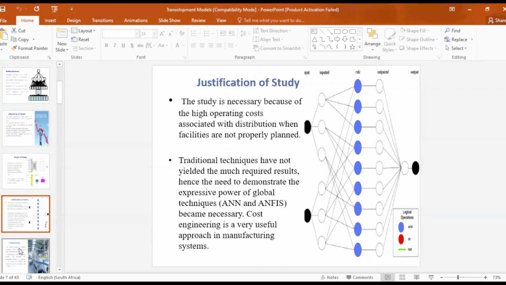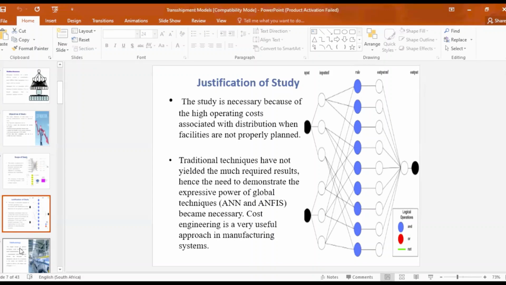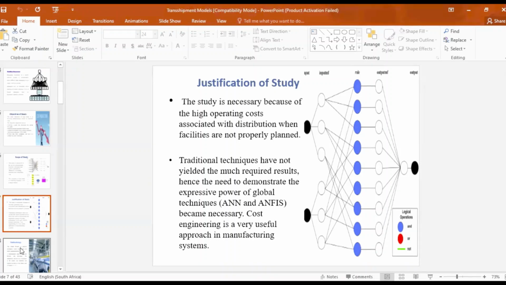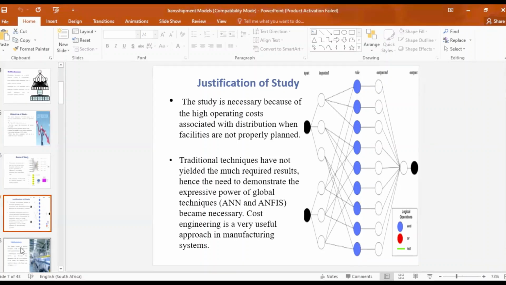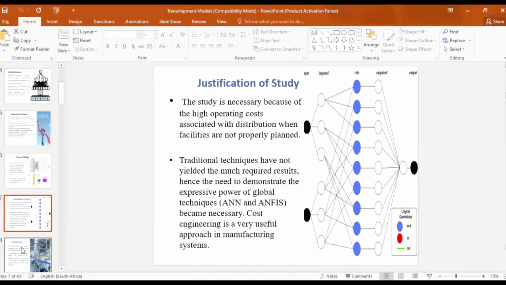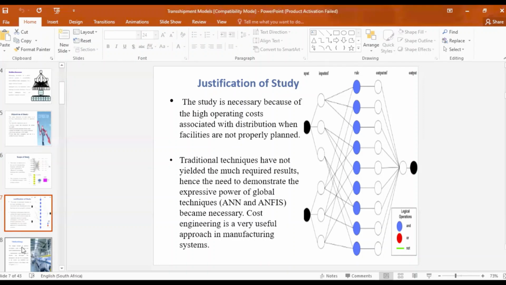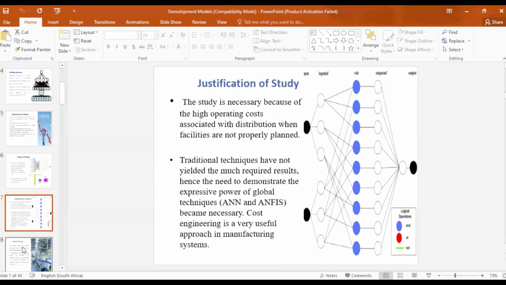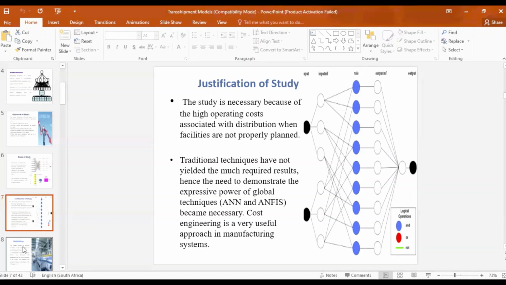So, justification of the study. The study is necessary because of the high operating costs associated with distribution of products, especially in a single or multiple source to multiple destination system. Traditional techniques have not yielded good results. Hence, there is need to demonstrate the expressive power of the global techniques. And in this study, we'll be focusing on neural network and adaptive neuro-fuzzy inference system. And the interesting part is the strengths, the time, the solution power of the ANN and ANFIS. So the problem can be solved within the shortest possible time using this hybrid algorithm.